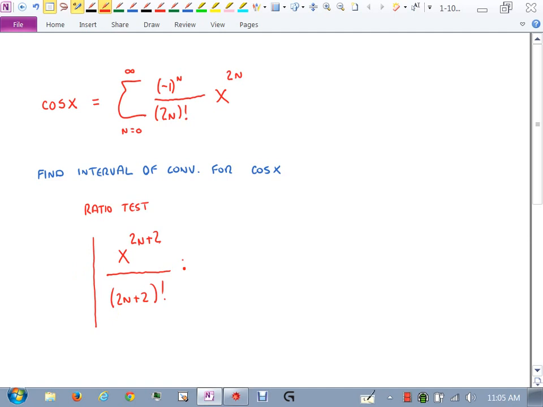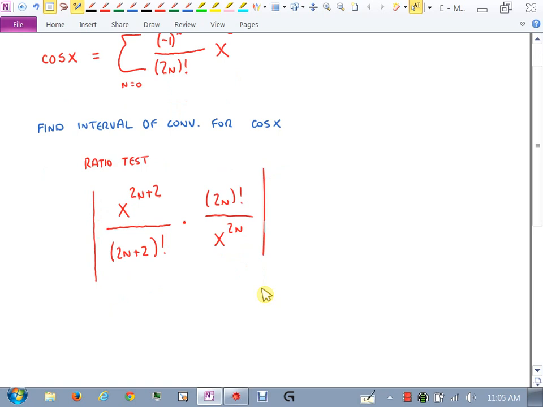Okay, I multiply that by the reciprocal of a sub n, so this will be 2n factorial on top and x to the 2n on the bottom. And then now what I try and do is start getting things to cancel. Oh, wait, hold on. For this to converge, I need this to be less than 1, right? Oh yeah, forgot my limit out here. Limit as n goes to infinity. Need that.